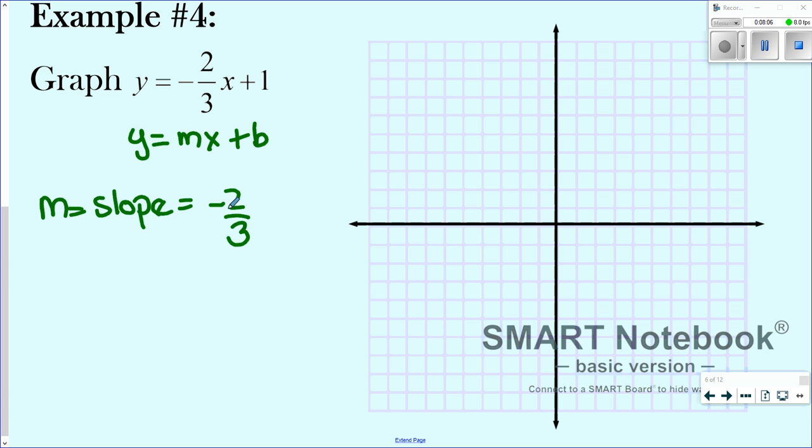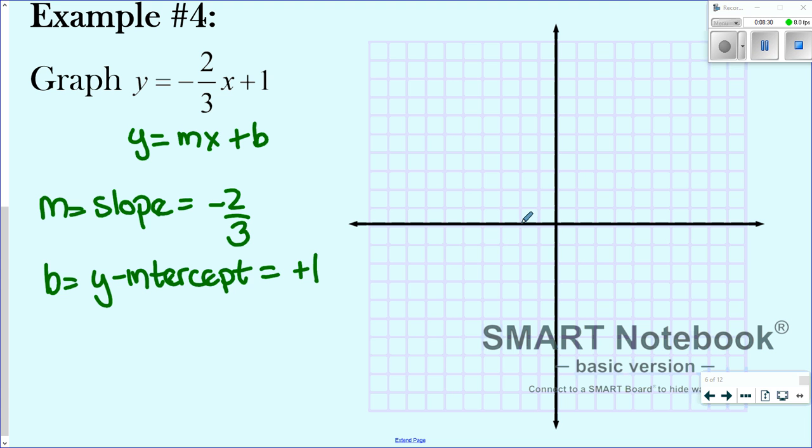That's going to give us a direction from when we start with our y-intercept. So our b, which is the y-intercept, is positive 1. I'm just going to put the positive 1 because that way you know that you need to be on the positive side of the y-axis. Alright, so we've got the two pieces of information we need.